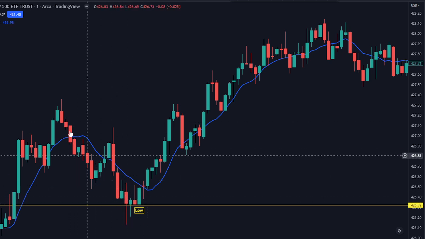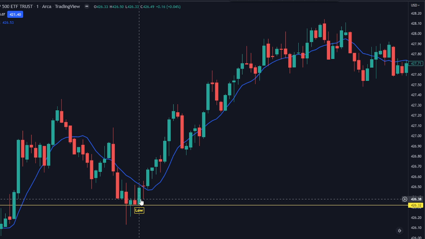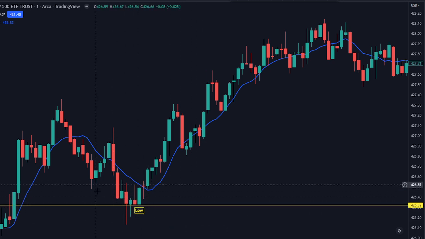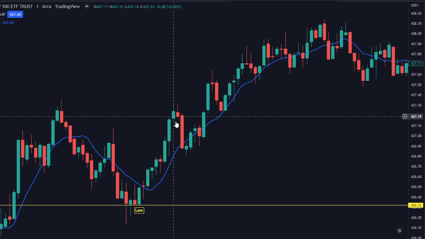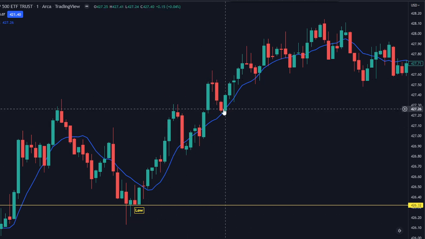Right here, we quit this downtrend, at least temporarily. I'm not saying we couldn't have kept rolling over, but at least temporarily. So this is just what I use as a starting point to show the higher lows and higher highs.